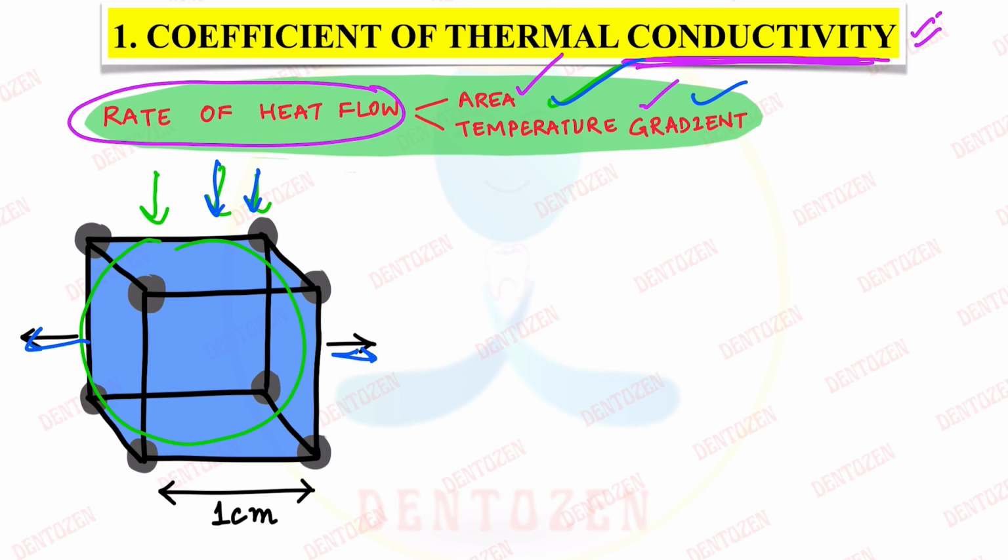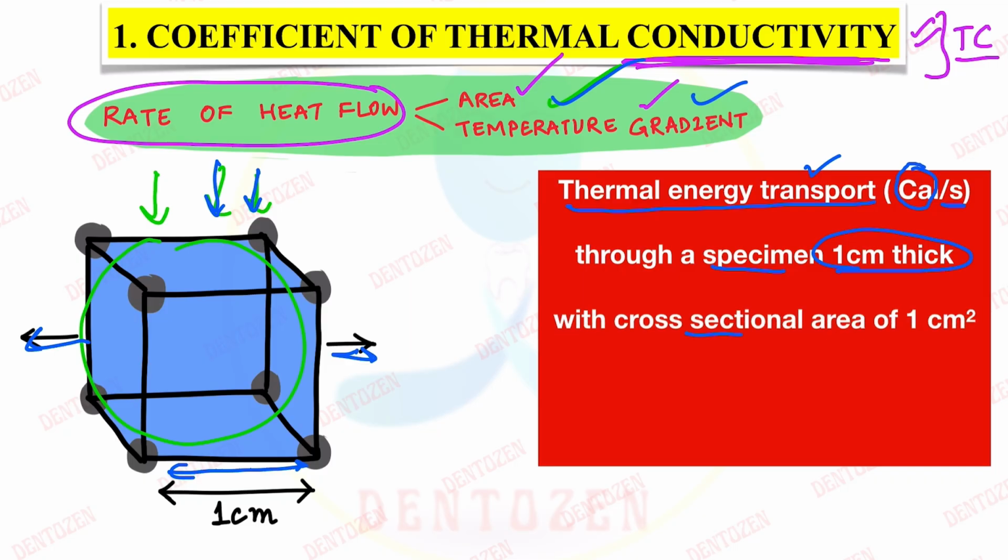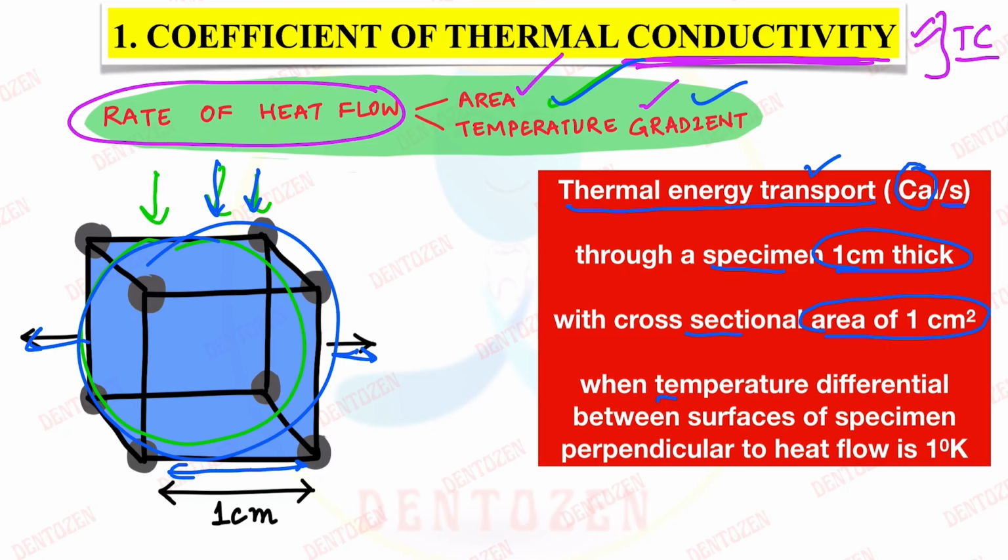So that is how we can define coefficient of thermal conductivity, which is sometimes just called thermal conductivity. It is the amount of thermal energy transported, in calories per second, through a specimen which is 1 centimeter thick with a cross-sectional area of 1 centimeter square, and a temperature differential between the surfaces of the specimen which are perpendicular to the heat flow of 1 degree Kelvin. So that is the coefficient of thermal conductivity.